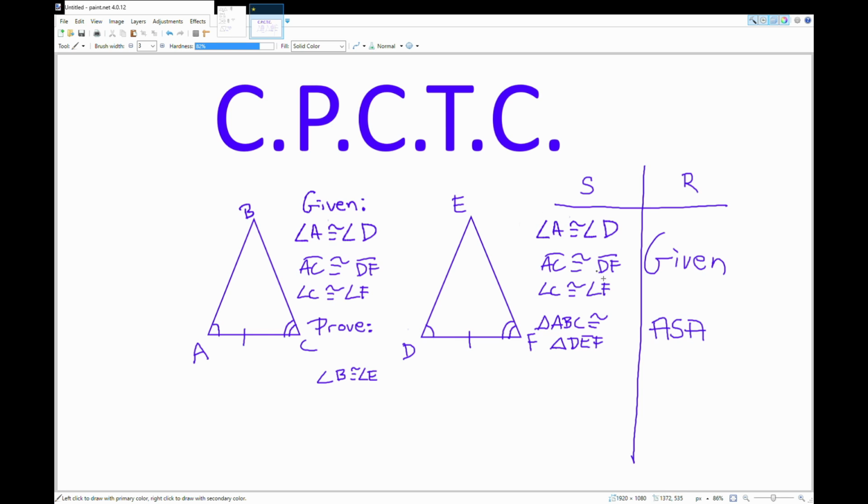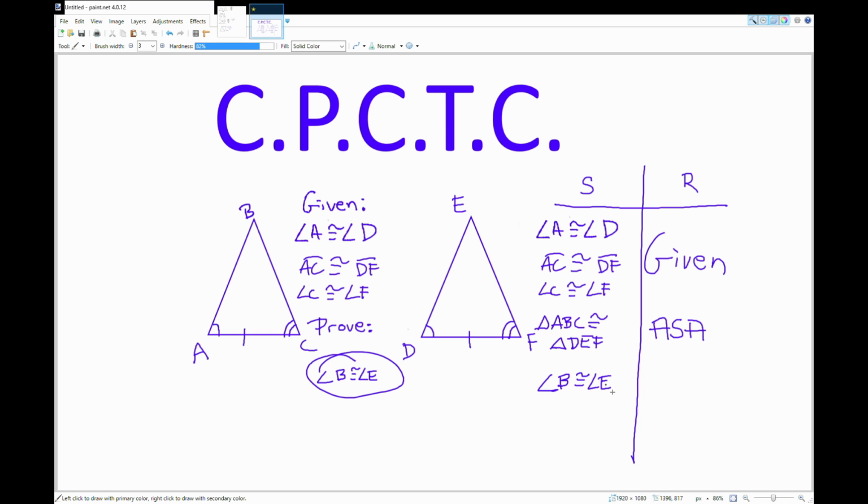That was a really simple proof. Basically, all we had to do was write down our given information, and the proof was pretty much done. That's kind of nice. But we've got to prove this part right here. Angle B is congruent to angle E, and actually that is our next statement. Angle B is congruent to angle E.